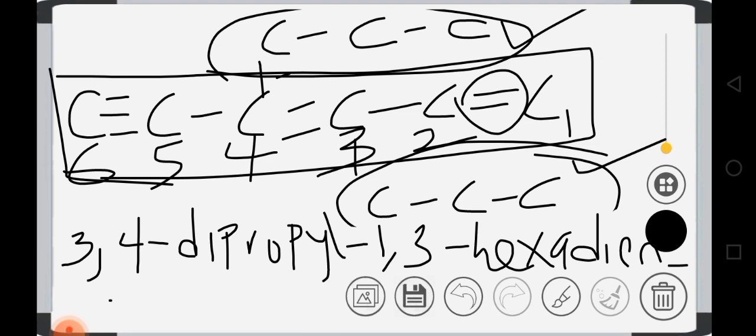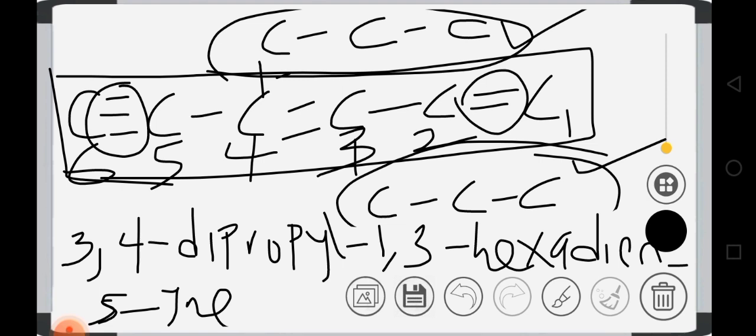Then we are still going. Then 5 for this one. This triple bond is attached to the number 5 carbon. 5 yne, which is YNE. So the name, this one is the old name, will be 3,4-dipropyl-1,3-hexadien-5-yne. This is one way to name it.